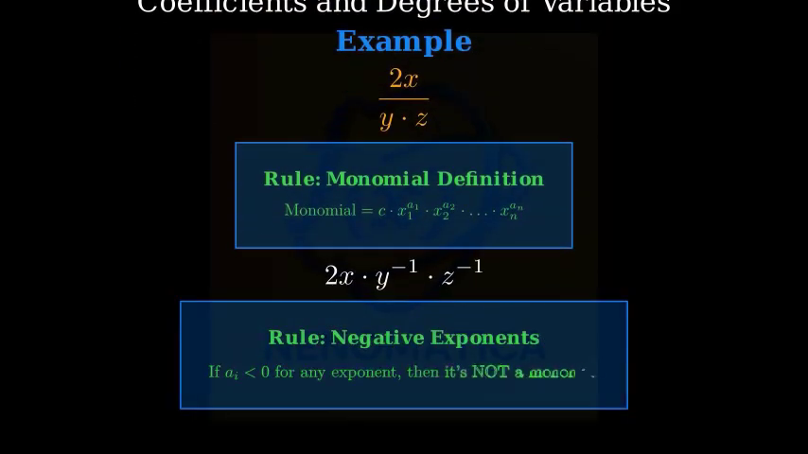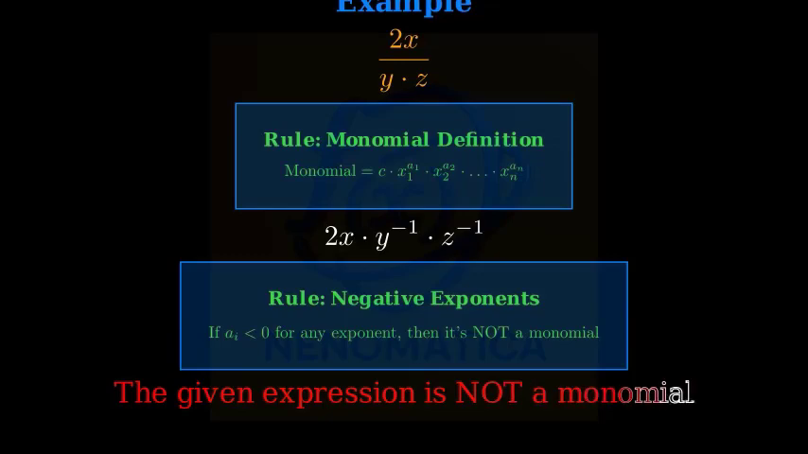Now, let's identify the coefficient and the degree of each variable in our expression. The coefficient of our expression is 2. The degree of x is 1, because x appears to the first power. The degree of y is -1, because y appears in the denominator to the first power. Similarly, the degree of z is also -1.